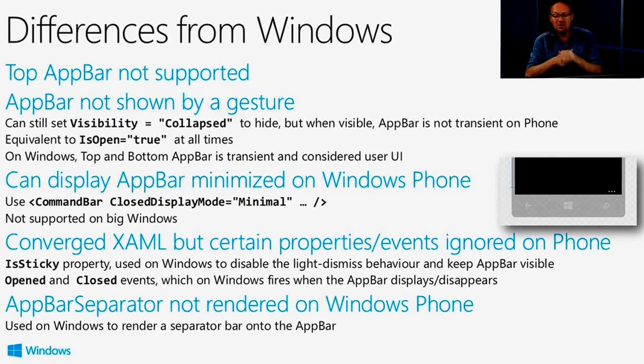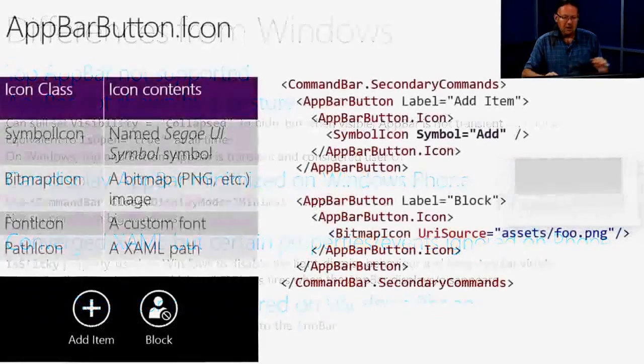And you can minimize the app bar on Windows Phone. That graphic is showing a minimized app bar. There's no concept of that on big Windows. That'll just be ignored on big Windows. So altogether it's converged XAML, but certain properties are just not going to make any sense and will be ignored depending on which platform you're using that XAML on.